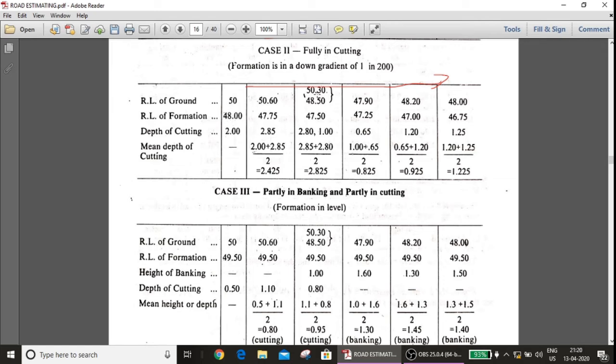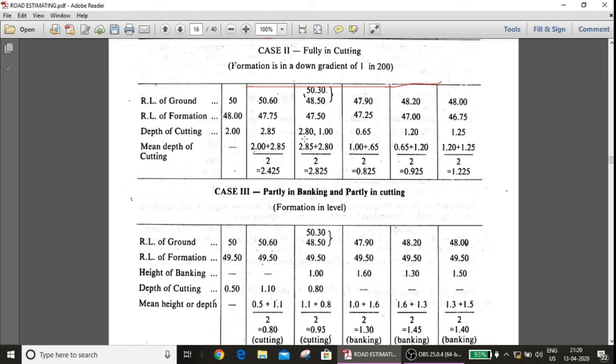50.60, 2.85. So here 50.30 minus 47.50, 2.80. 48.50 minus 47.50 we will get 1. We will get two values as we have two RLs. So same, we have to subtract. Then for mean depth, same, 2 plus 2.85 by 2.